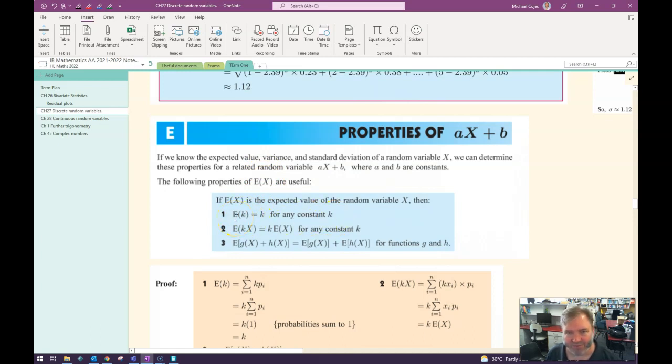It's not really groundbreaking. It can be important for building up rules later on. That's why they've included it there. We're not really going to need it for ourselves. The expected value of k times a distribution. You imagine rolling a die. We've got the numbers 1 to 6 there.